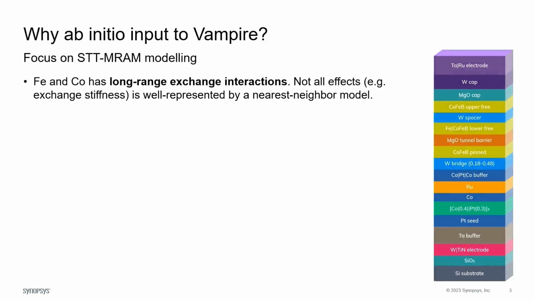So why do we need ab initio input to spin dynamics simulations in Vampire? There can be several reasons. First reason is if we consider iron and cobalt as the typical ferromagnetic materials, they have rather long-range exchange interactions. And it is not a priori given that all effects will be well represented by a nearest neighbor model. So this could, for instance, be the exchange stiffness that depends critically on the distance dependence.